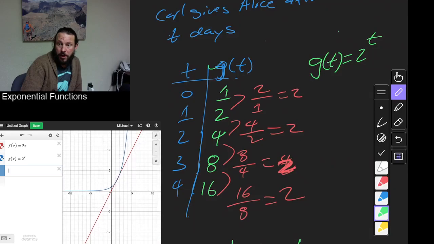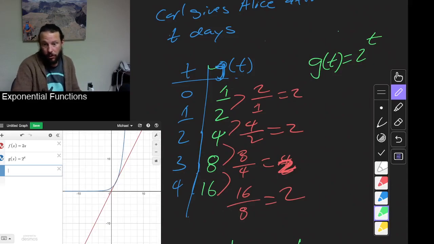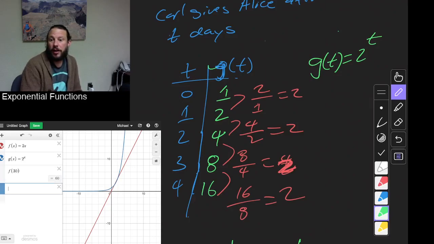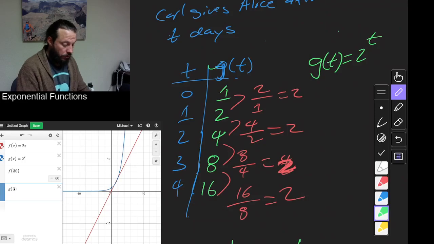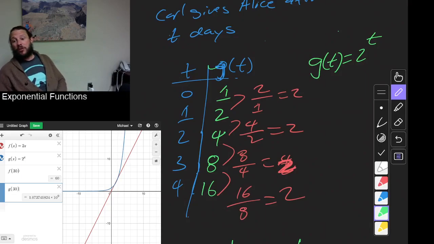To see how much it increases, let's see. We went with Bob's deal. After 30 days, we have 60 pennies, 60 cents. Hardly worth carrying around 60 pennies in your pocket for 60 cents. However, after 30 days of Carl's deal, 1.0737 times 10 to the 9th cents. So that's 1.07 times 10 to the 7th dollars.